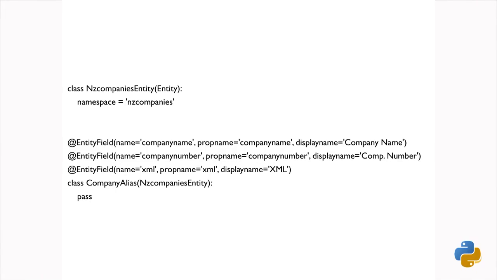So this is a very simple example of defining an entity. If you are creating new entities, you obviously need to define them. And this command is one class to set up a namespace. And then in this example, I'm creating an entity called company alias with just three attributes. And it's done by these decorators. So relatively straightforward.